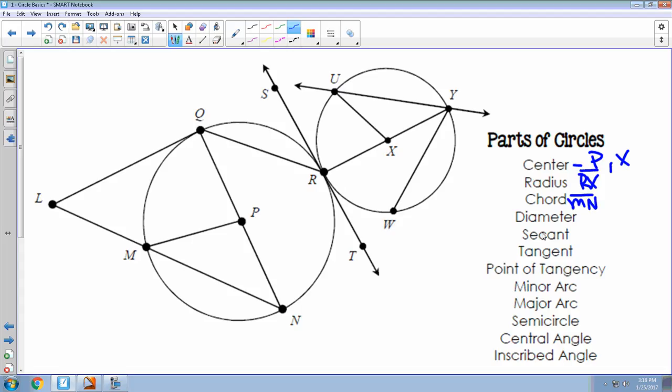Diameters, there are only two drawn. You have RY and you have QN. It has to go through the center, which is why both of these are drawn to show explicitly that it goes through the center. So I'm going to use RY this time.